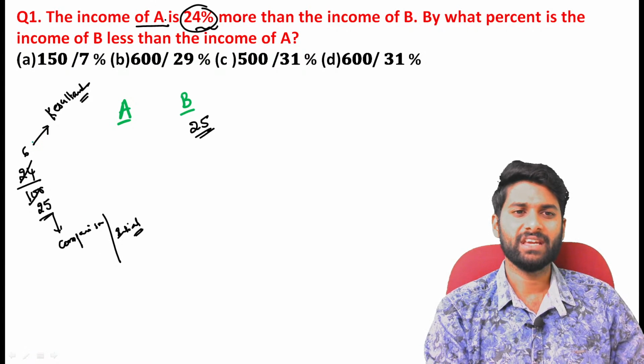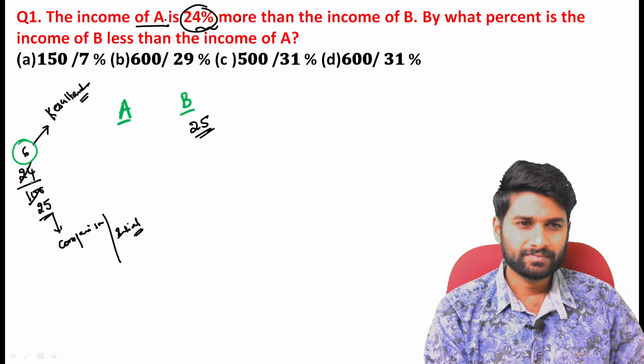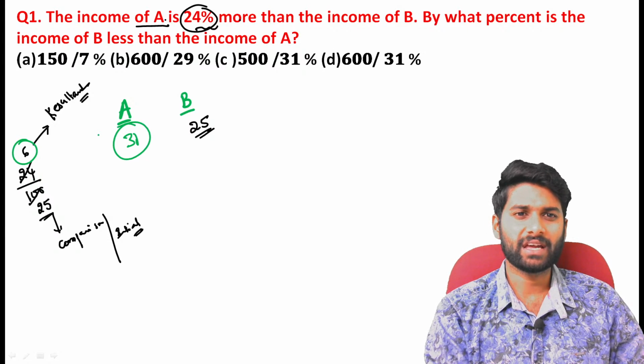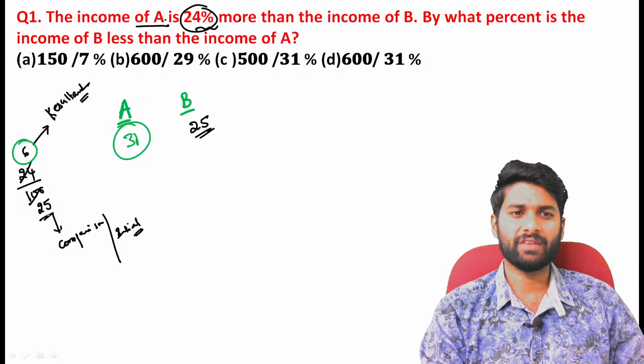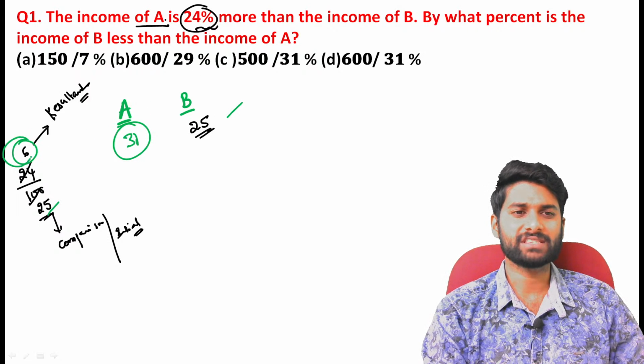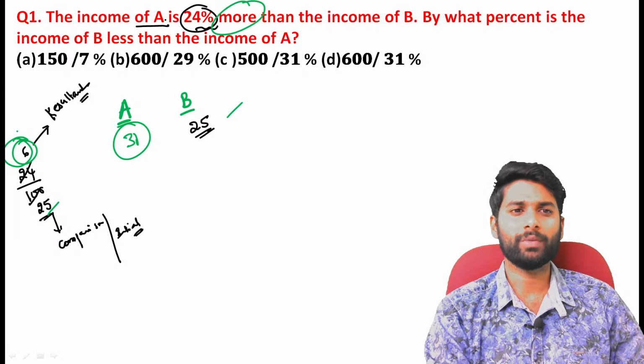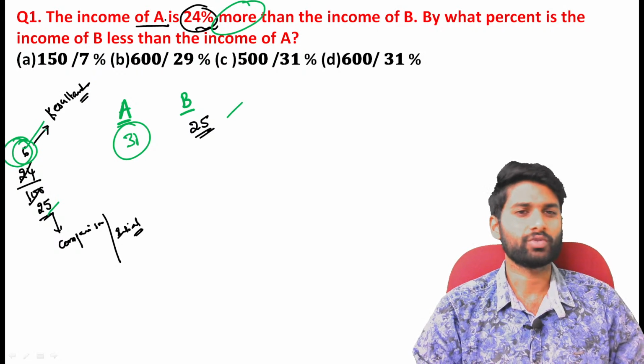Now what is the resultant? Here we have 6 units more. 6 units more means the A value becomes 31. So that is the meaning of resultant. Here the denominator value is always B, and the A value is the resultant. How many units are more? 6 units are more.